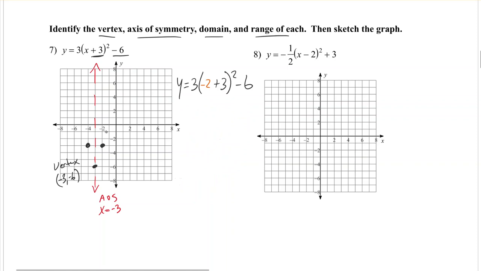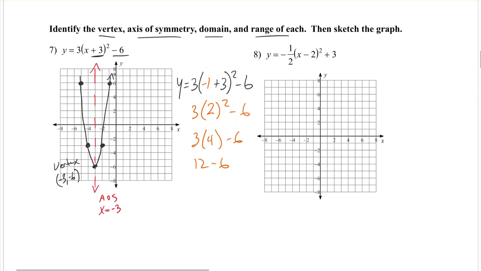And next, we'll plug in another point. What should we choose next? Let's go one more to the right, so that would be -2, -1. So we'll plug in a -1. -1 plus 3 makes 2. 2 squared makes 4. 3 times 4 makes 12, and 12 minus 6 makes 6. So we've got another point at -1, 6. That's 2 units on the right of the axis of symmetry, so we move 2 units to the left.